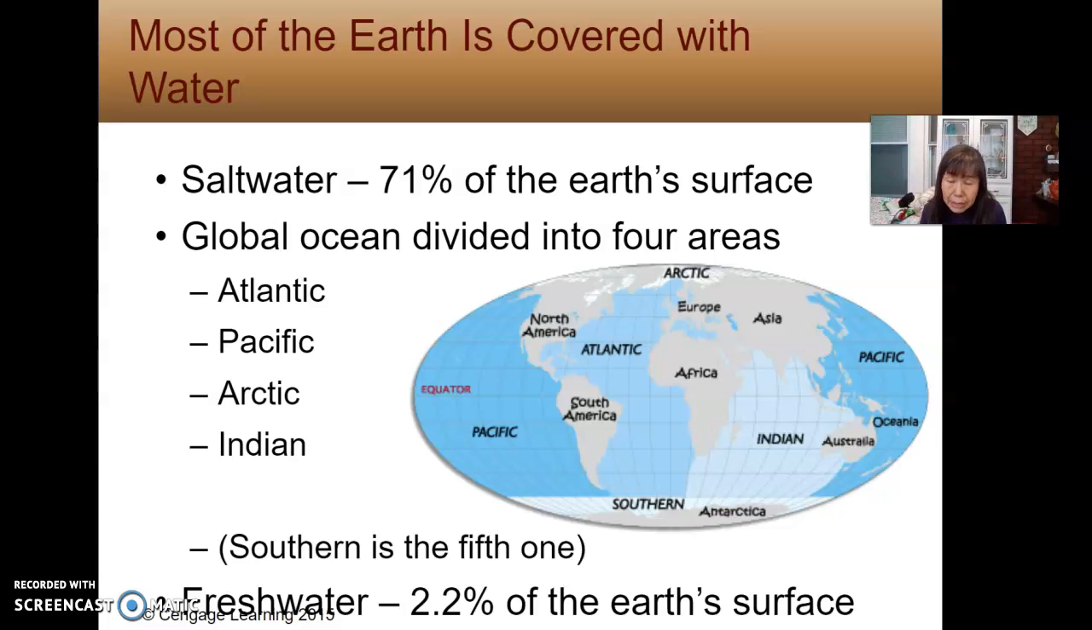Most of the Earth is covered with water. So salt water is about 71% of the Earth's surface. And if you look at the ocean, the 4 major areas are called Atlantic, Pacific, Arctic, and Indian. I have been to Atlantic, Pacific, but not to Arctic or Indian. How about you guys? And then sometimes the Southern Sea, people call the fifth one. And then freshwater overall, the rivers and streams cover about 2% of the Earth's surface.